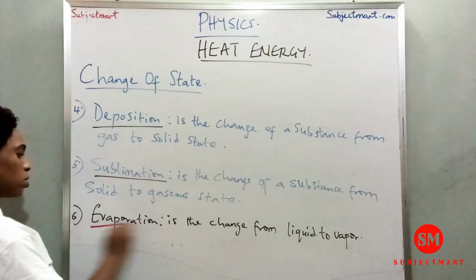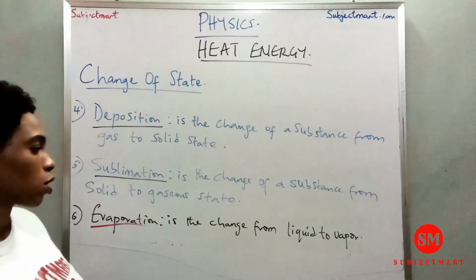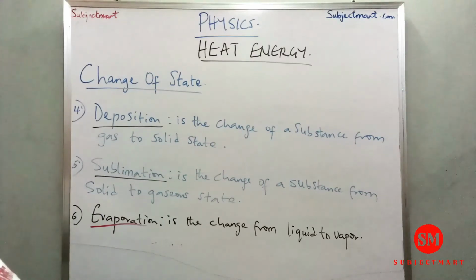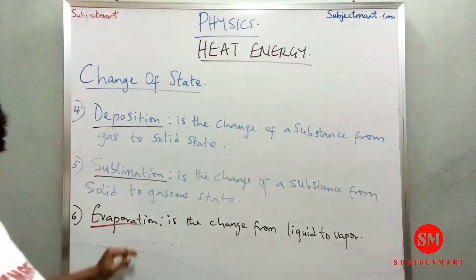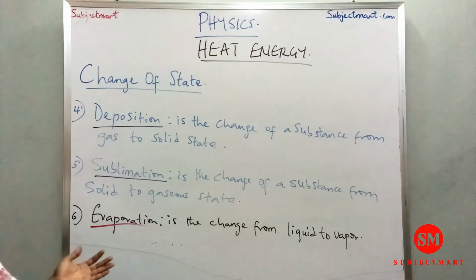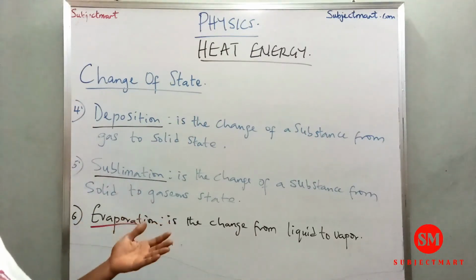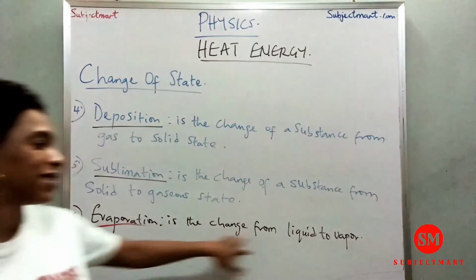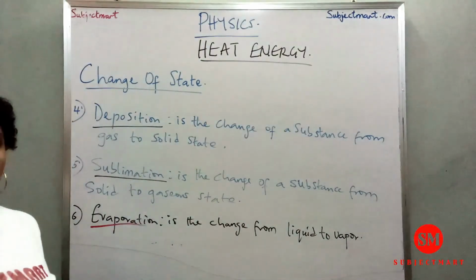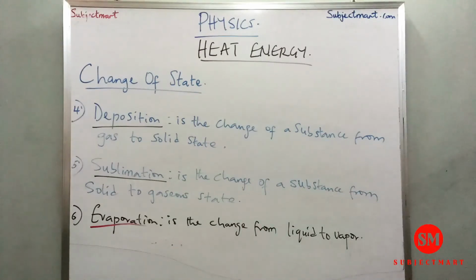Evaporation is a change from liquid to vapor. When a liquid changes to vapor, it's called evaporation. And during evaporation, the temperature is not fixed. Evaporation occurs at any temperature, unlike boiling. Boiling takes place at 100 degrees C. A liquid changes to vapor at 100 degrees C. That is boiling. For evaporation, at any temperature which may be below 100 degrees, at all temperatures, liquid changes to vapor. That is evaporation. I want to believe this topic is well understood by every one of us.